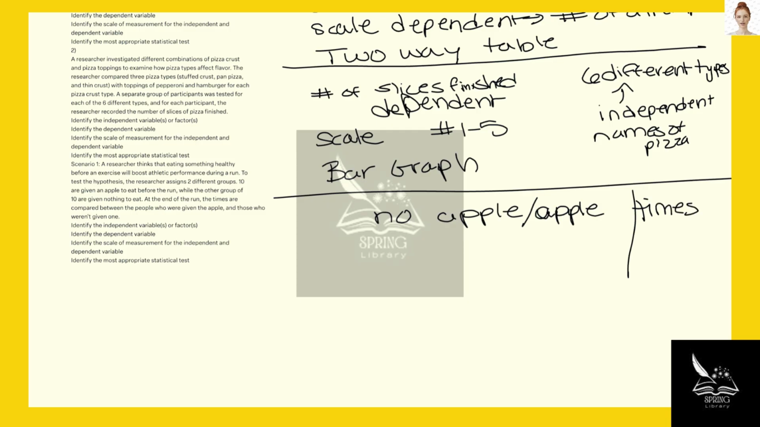So then identify, so this is the independent, dependent. Then the scale would be yes or no. And then times, you'd have to see like 0 to say 10 minutes. And then the most appropriate statistical test would be a bar graph.